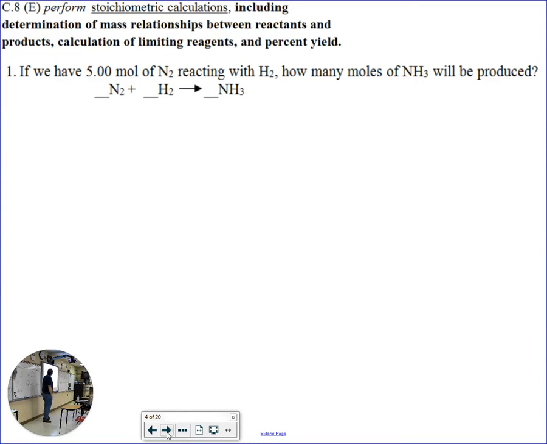We've got a problem here. If we have 5 moles of nitrogen reacting with hydrogen, how many moles of NH3, or ammonia, will be produced? So we have to do several things here. First and foremost, we need to see if there is a reaction equation, and if there is, we need to check to make sure that it's balanced. Is this equation balanced? I'm seeing some head shaking no. Okay, yeah. So first thing we want to do is balance it, so I'm going to do that real quick.